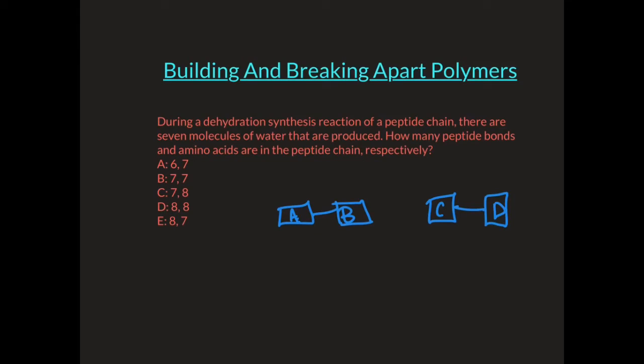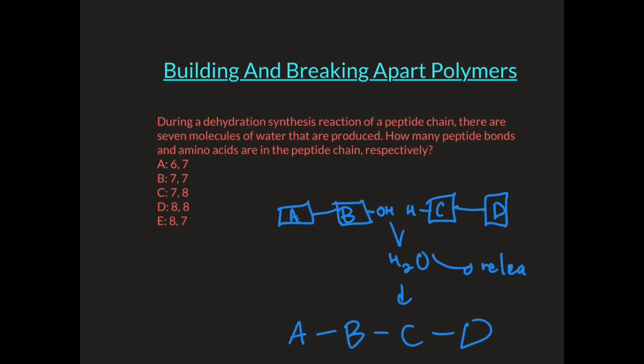So let's say this has an OH group, this has an H group. These are going to combine to form a molecule of water, and we're going to end up with A, B, C, D. So this is the basic mechanism of dehydration synthesis. And so it says here there are 7 molecules of water that are produced. So this process happens 7 times.